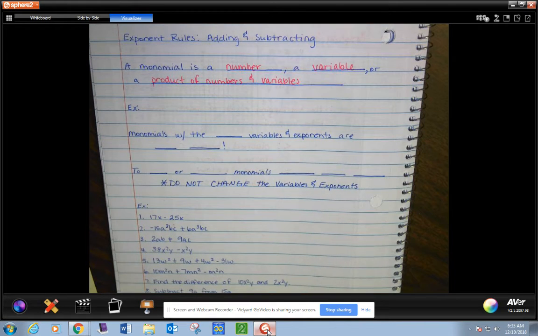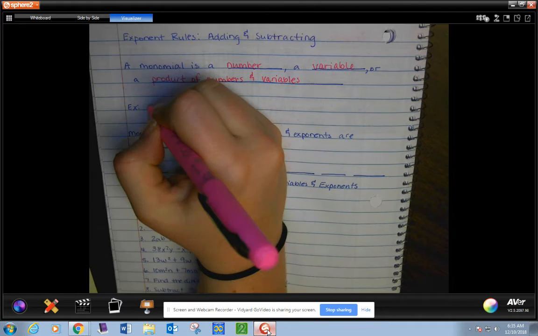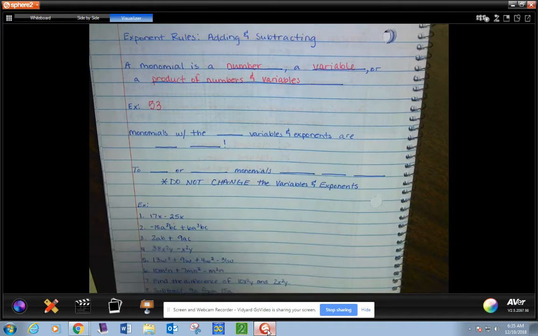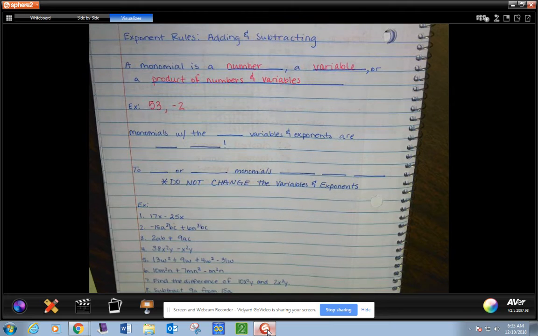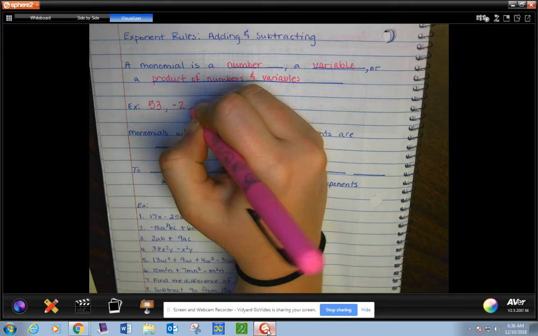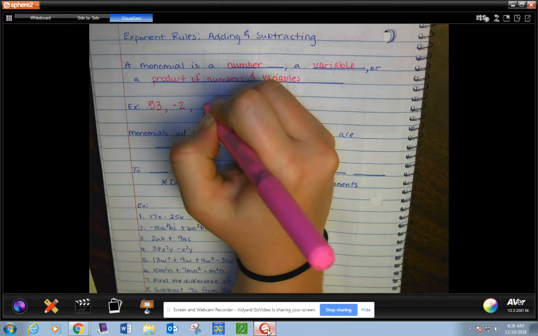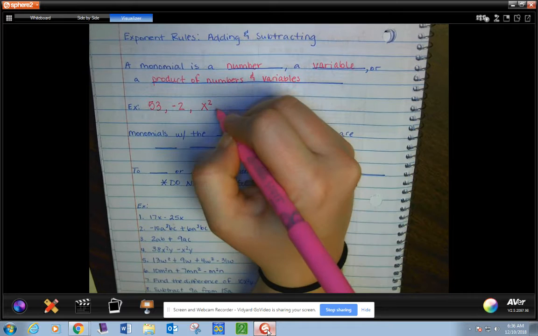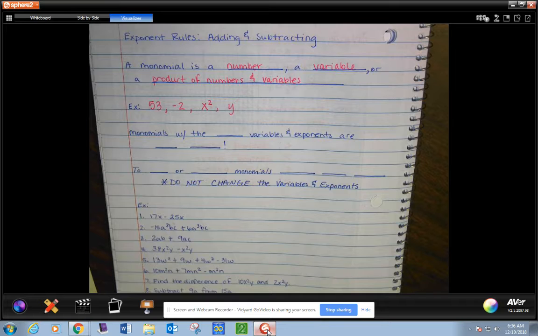Okay, so, an example of a number monomial. You could have the number 53. You could also have the number -2. So those are 2 examples of a number. An example of a variable monomial would be like x squared. Or we could do y. Either one of those. Okay.